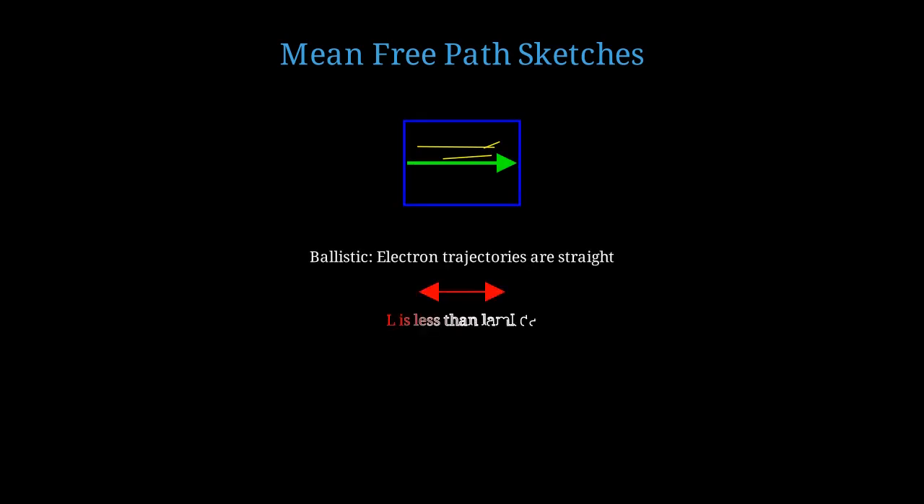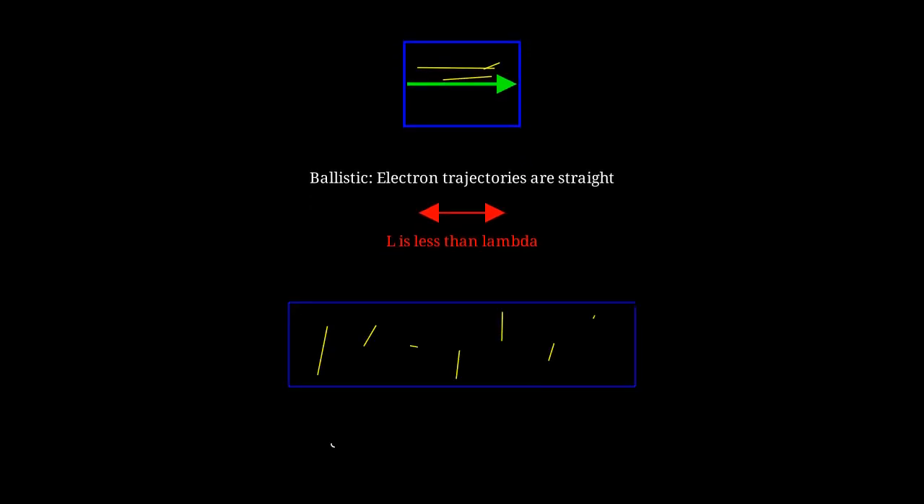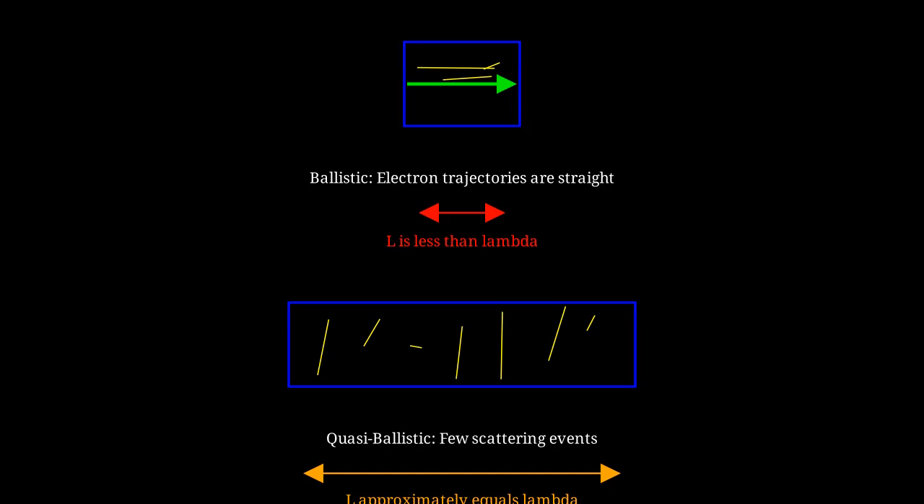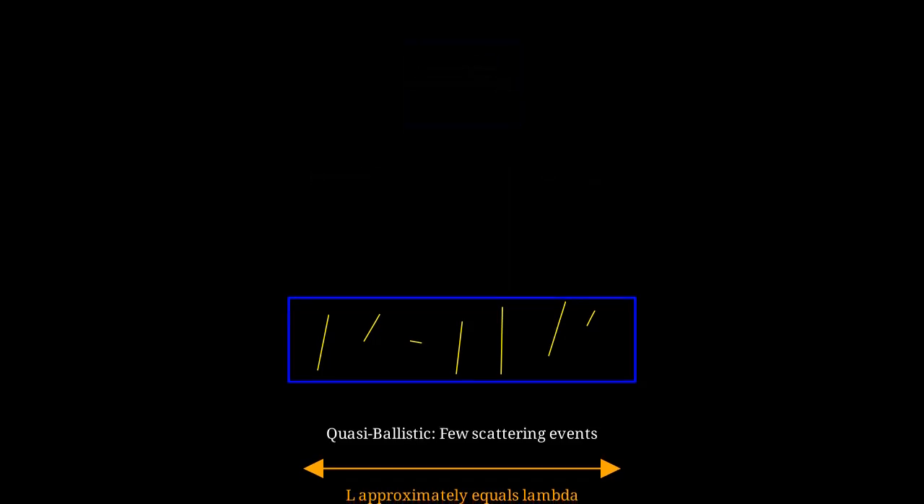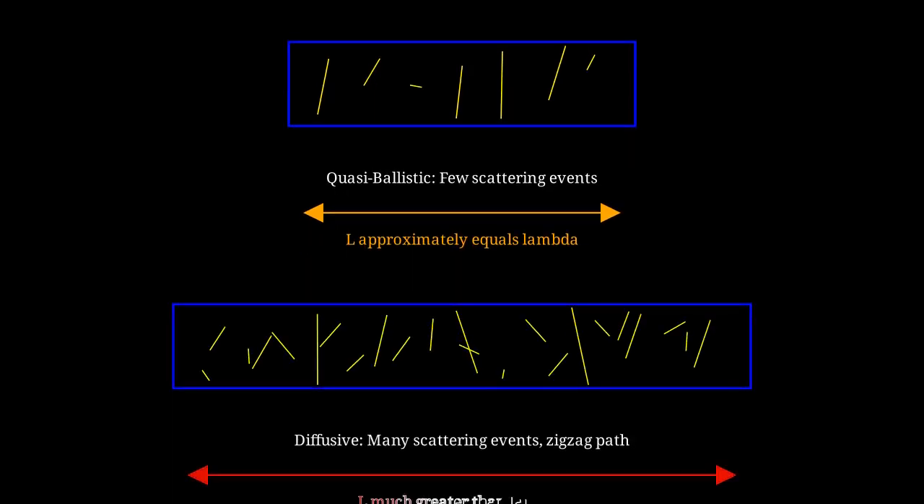Let me show you some visual sketches that illustrate the mean free path in different regimes. In the ballistic regime, electron trajectories through the device are essentially straight lines. The device length is shorter than the mean free path, so scattering is rare. In the quasi-ballistic regime, trajectories show a few scattering events, maybe one or two kinks, but electrons still largely maintain their forward momentum. In the diffusive regime, trajectories are highly zigzagged with many scattering events. The net displacement is much smaller than the total path length traveled.